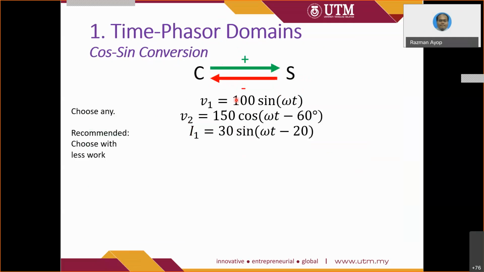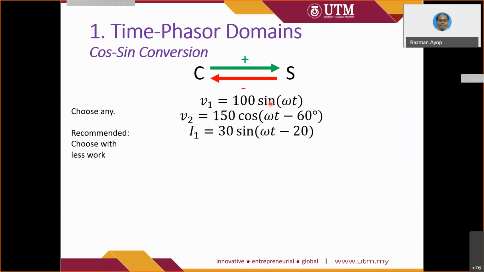Because when you want to do a conversion from sine time domain to phasor domain, you have to make sure that the sine or cos need to be the same. If you can see here, there are two sine and one cos. So you have to convert everything into sine or everything into cos. You can choose any, but I recommend you use the less work, because you don't have enough time to change everything. So better to choose the less work.